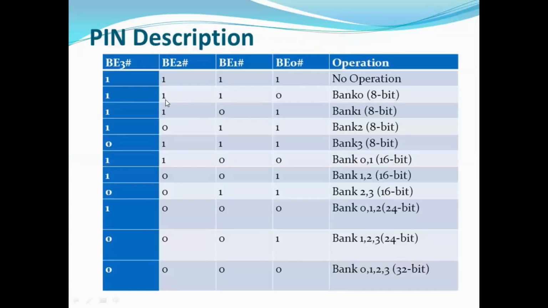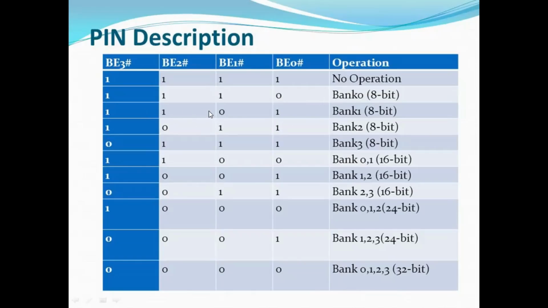So the four bank enable signals are shown here, and what is the condition, or which operation they will perform when a data bit is set. When all the BE signals are set to 1, no operation will be performed. When only BE0 is 0 and BE1, 2, 3 are active high, at that time bank 0 is selected for the 8-bit.